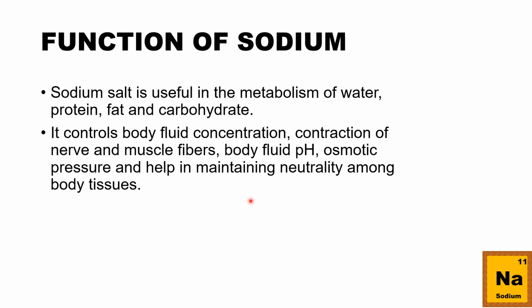It is often associated with sodium. Sodium is often associated with the part of the kidney, in the control of body fluid, in the contraction of nerve and muscle fibers, the blood fluid pH, and also the osmotic pressure. And then, sodium also helps in maintaining neutrality among body tissues. Since this is an alkaline, it can help make the acidity of our tissues go back to normal, back to neutral level. So, that's what sodium does.